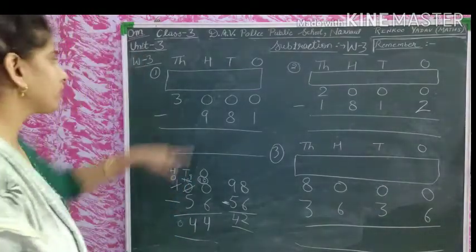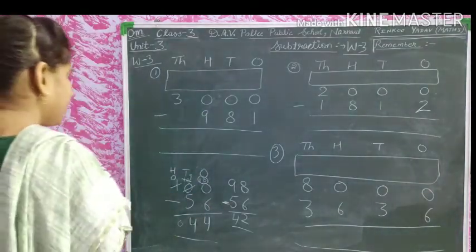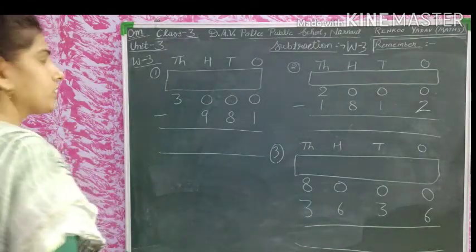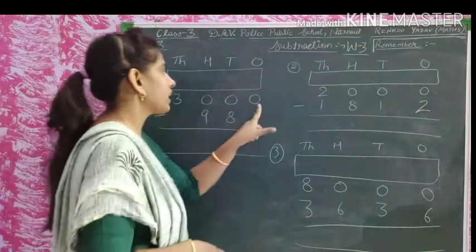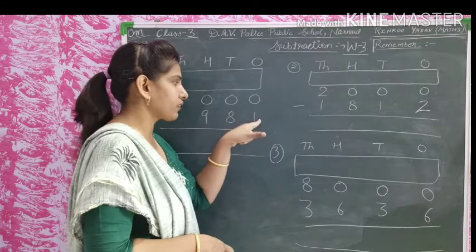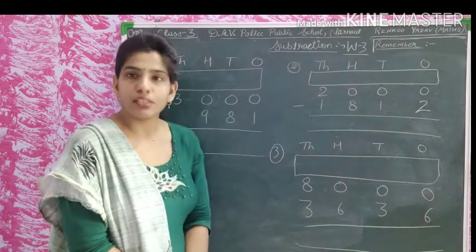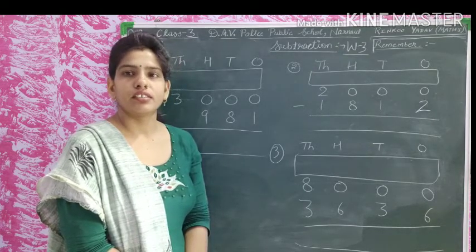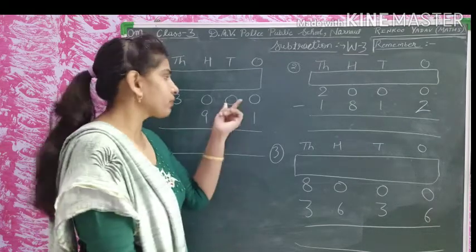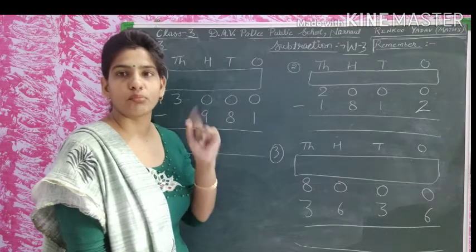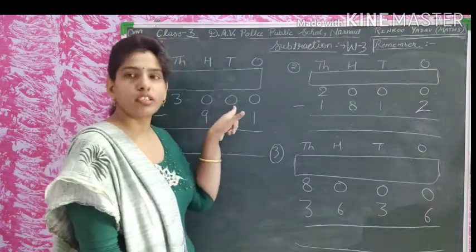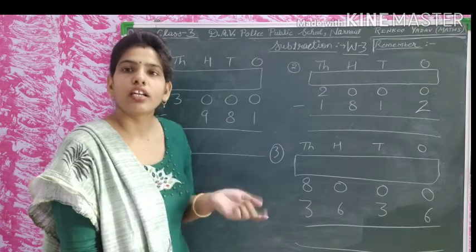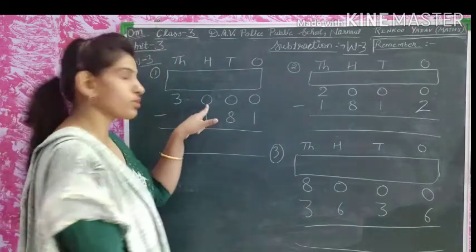Okay students, now we will go to the next question. At the ones place we have to subtract 1 from 0, but it is not possible. So what will we do? We will go to the neighbor and borrow one number from that neighbor, but the neighbor says, I have no number. So what can we do? Now we again go to the next neighbor. This one also doesn't have it.